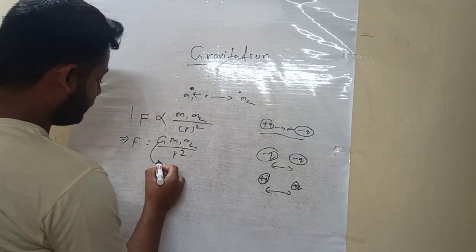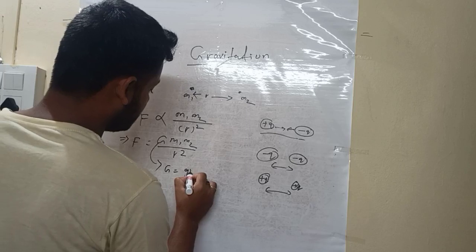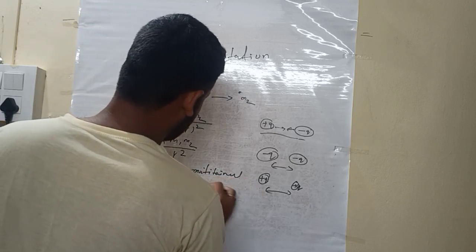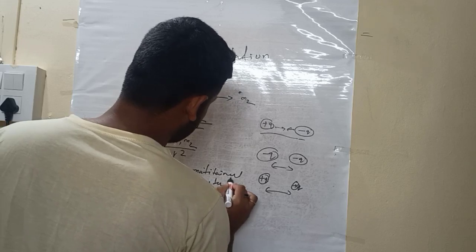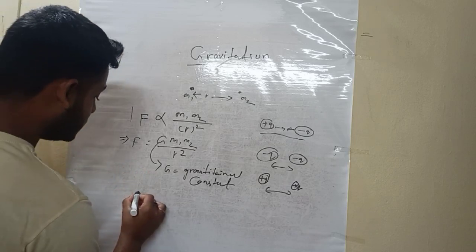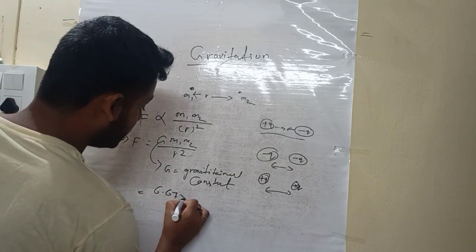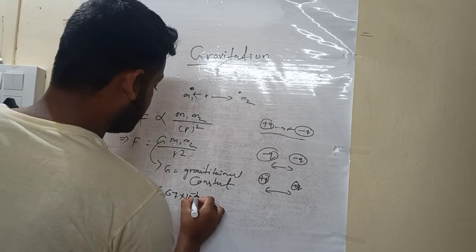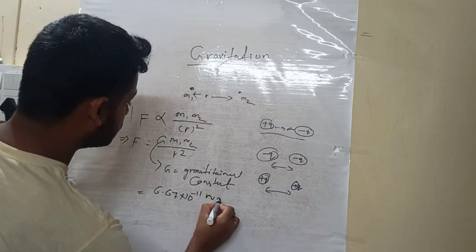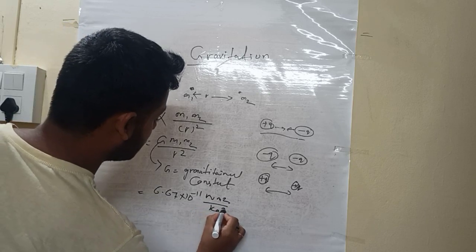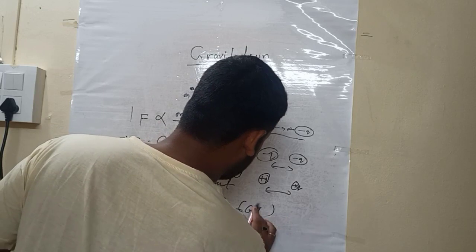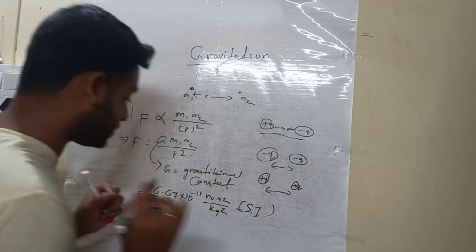So here, what is G? G is the gravitational constant. Its value is 6.67 into 10 to the power minus 11. What will be the unit? G is Newton meter square per kg square. This is in SI units, and this value is always constant.